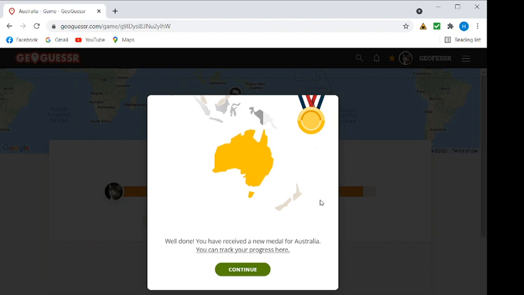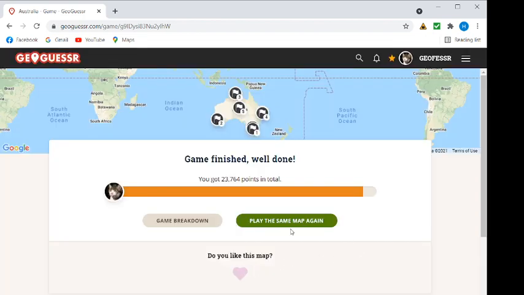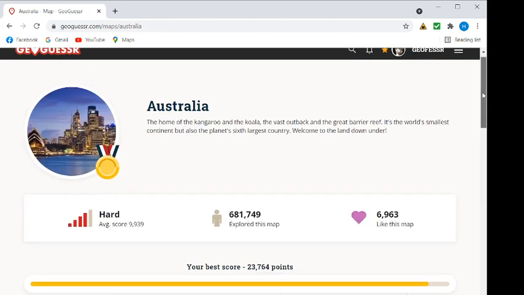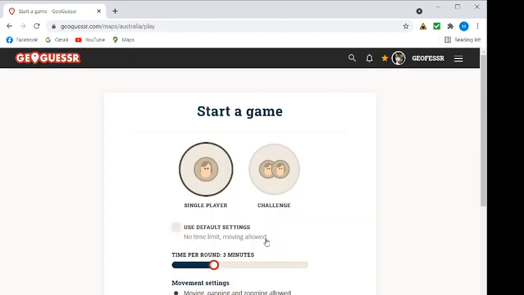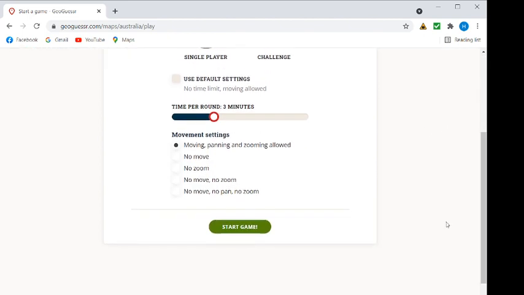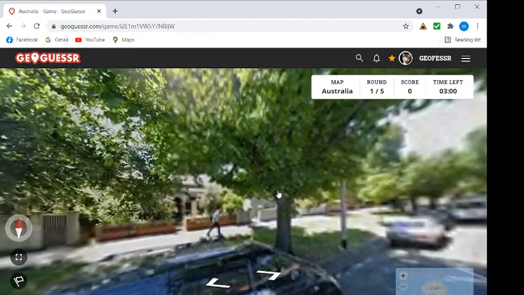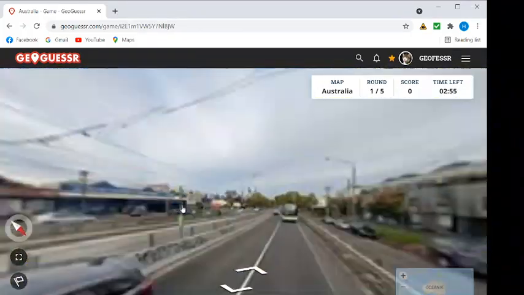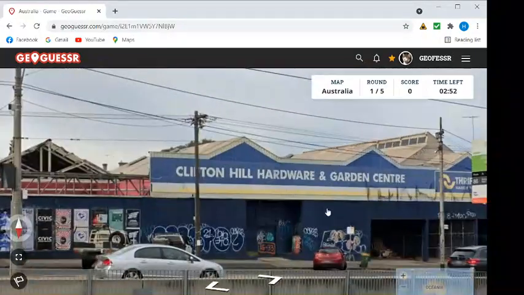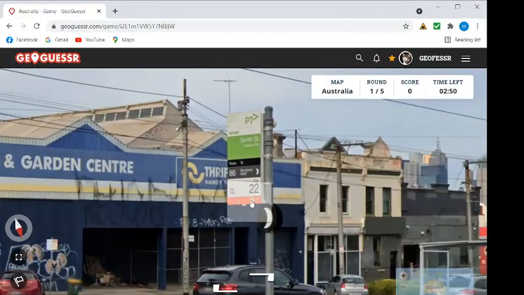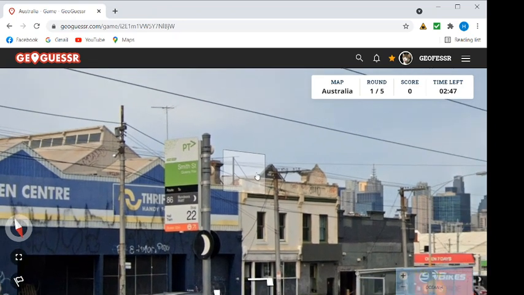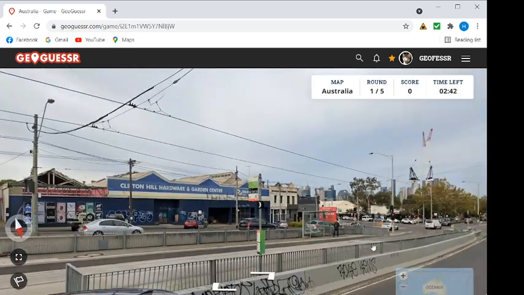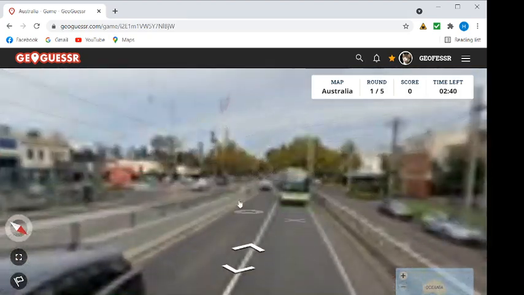Okay, so in the map, and so let's play this again, just to give me more time to bloviate about Australia. And okay, so we have Clinton Hill as a place name. We have these things. That's some sort of mass transit thing, right?